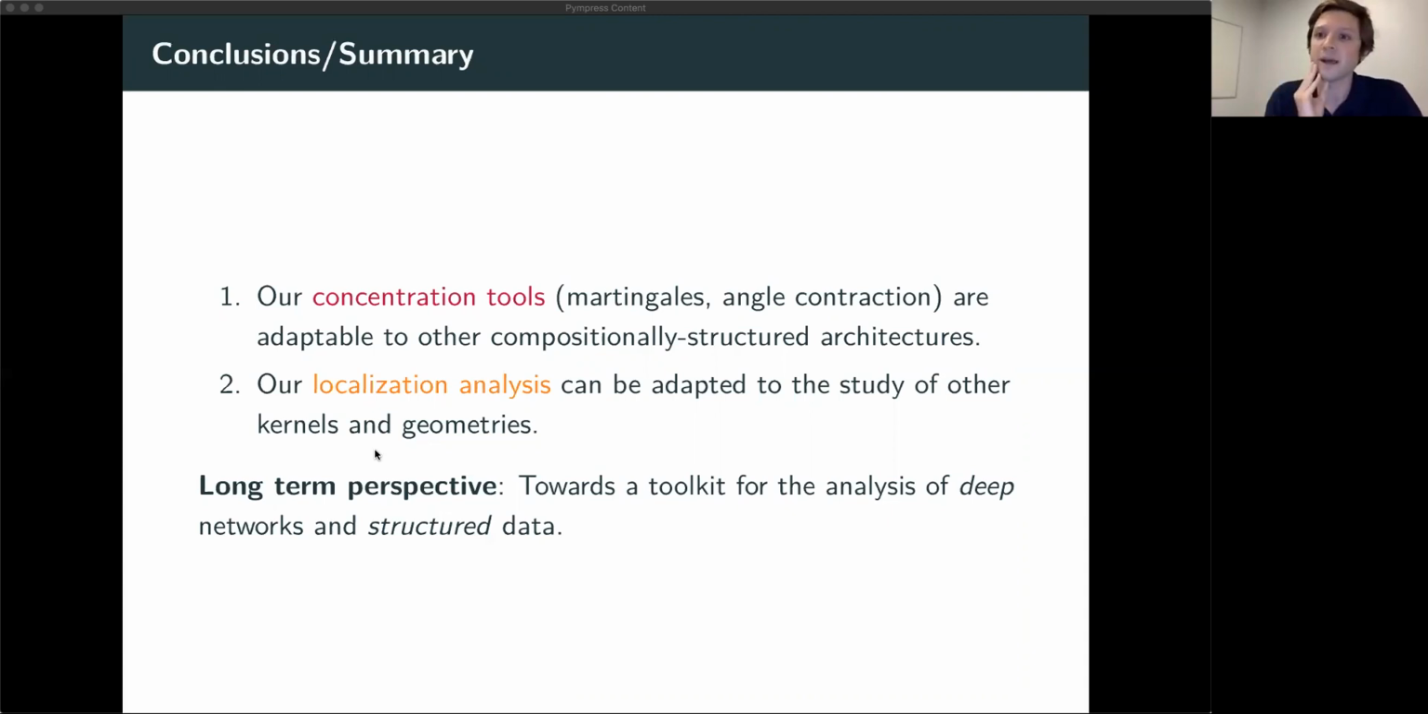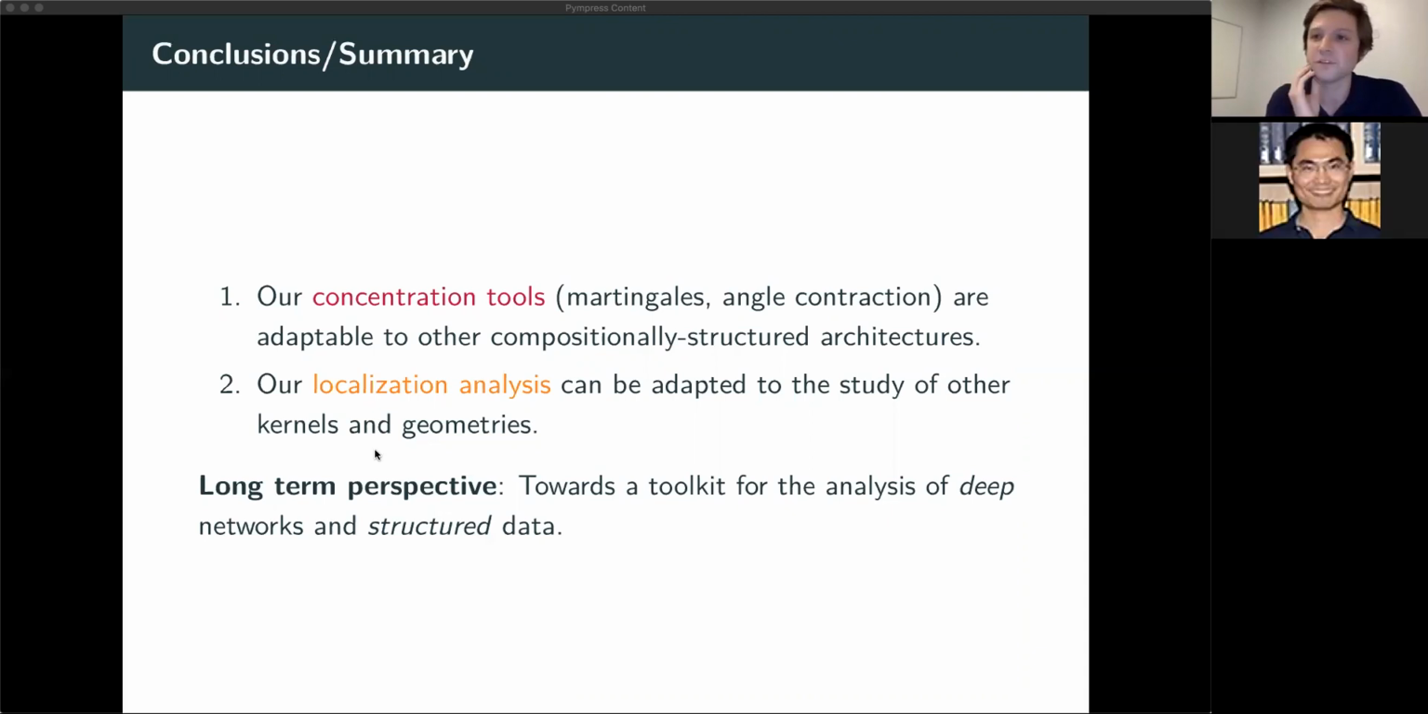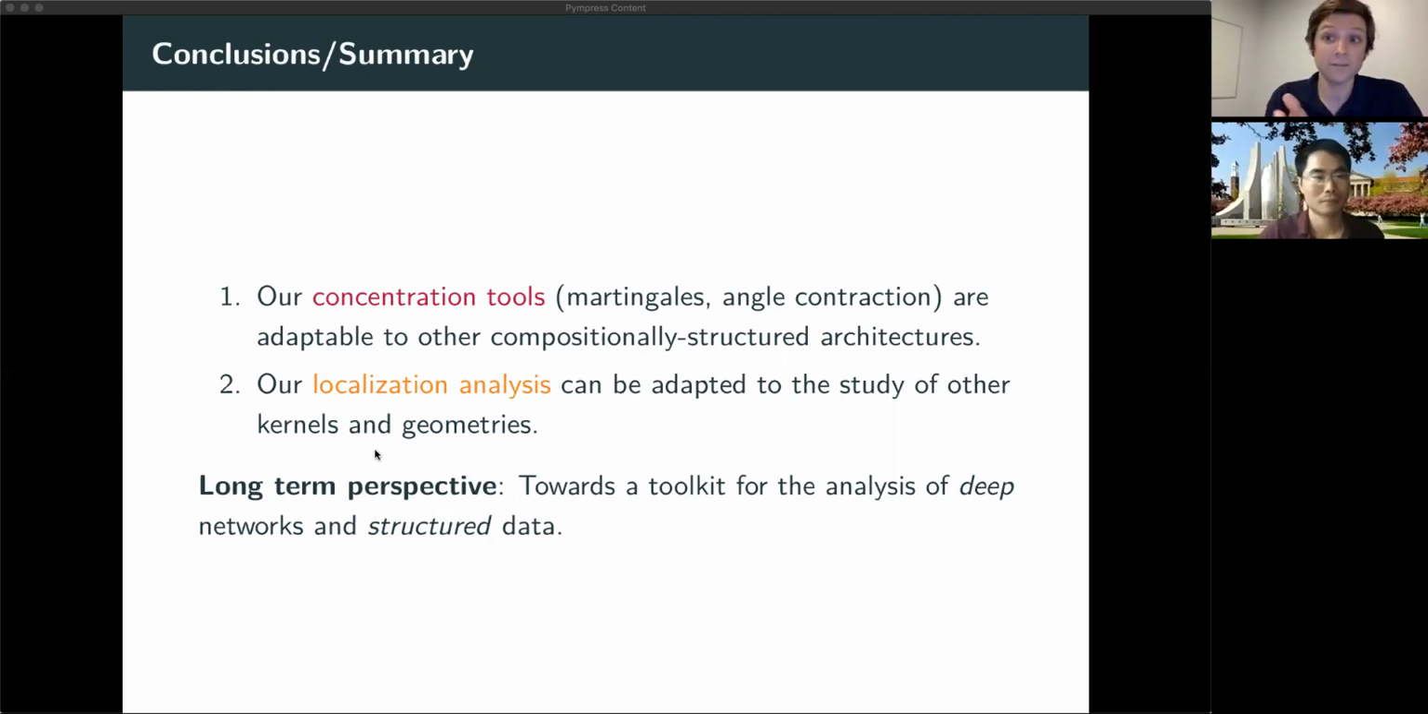And the localization analysis can be useful as well because it allows us to proceed in the NTK setting without having a specific diagonalization for the kernel. I think this may be useful more broadly and for higher dimensional geometries and maybe other kernels as well. And although what we're doing here is admittedly very rudimentary, we're in the long term hoping that we're building up towards some kind of a toolkit that helps us to analyze theoretically training and optimization and generalization of deep neural networks instead of just focusing on the shallow case.